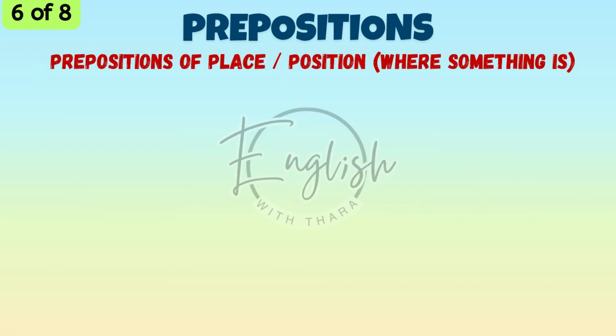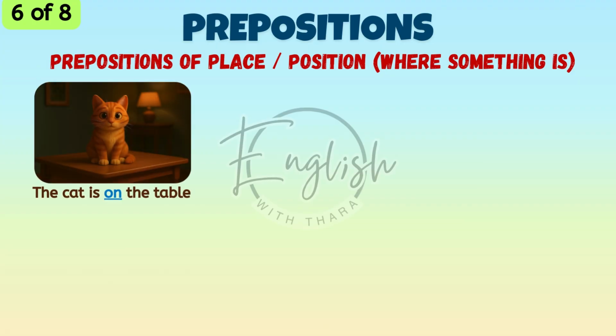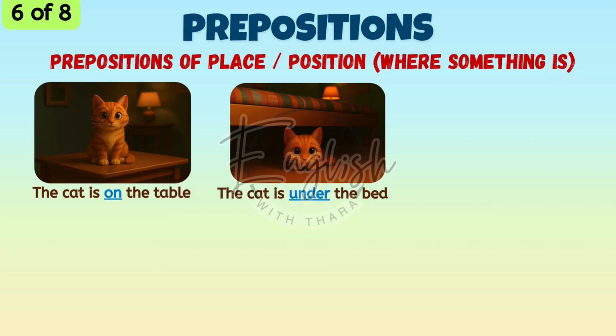Now, let's look at prepositions of place, which tell us where something is. First, the cat is on the table. Here, the preposition on shows that the cat is above and touching the table. Next, the cat is under the bed. The preposition under tells us the cat is below the bed.